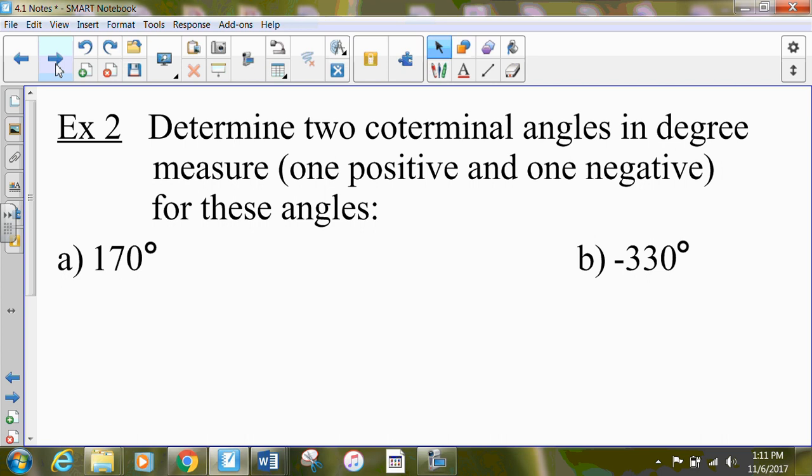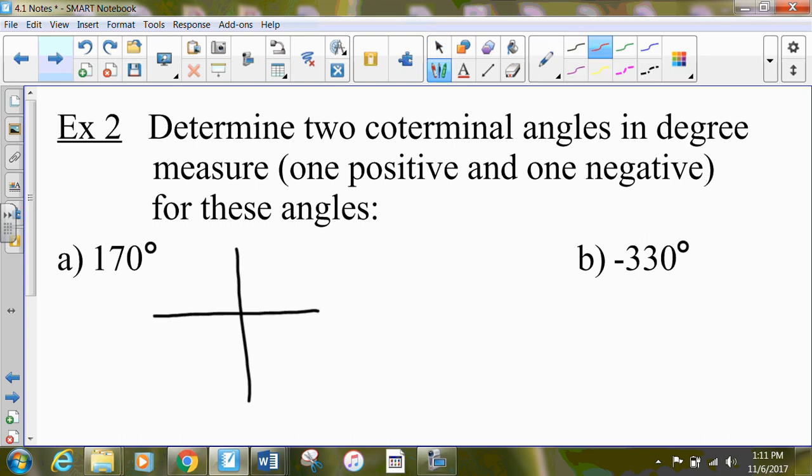Okay, so example 2, determine two coterminal angles in degree measures, one positive and one negative for these angles. So we talked in class about, obviously we just did 170, right? We had our initial side, we went all the way around almost to 180, but we stopped. Okay, so we want to find two angles that look just like this when we draw them, but have different measurement. So what we're going to do is the first thing we can do is start at the initial side, go all the way around 360 degrees, and then do another 170.